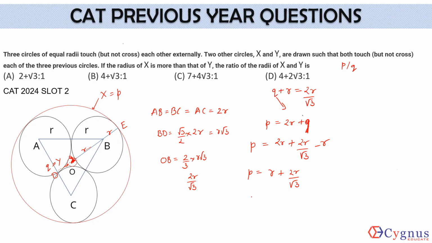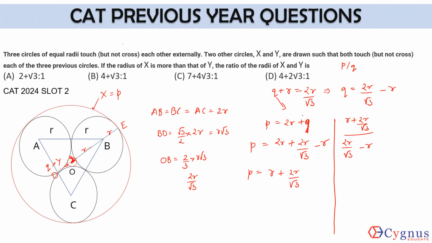So we know the value of P. Let's try to find the value of Q from here. What is Q? Look at this one. You can see that Q is equal to 2R by root 3 minus R. So we know the value of Q, we know the value of P. Now we're looking for what? P by Q. What is P? It's R plus 2R by root 3 divided by what is Q? It's 2R by root 3 minus R.